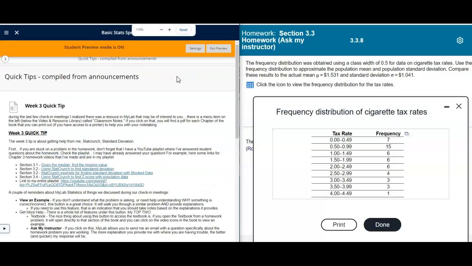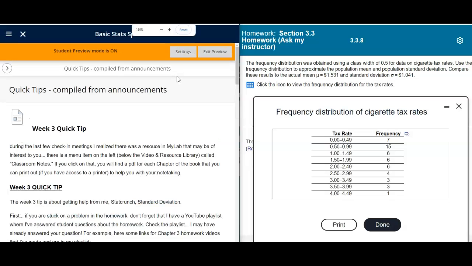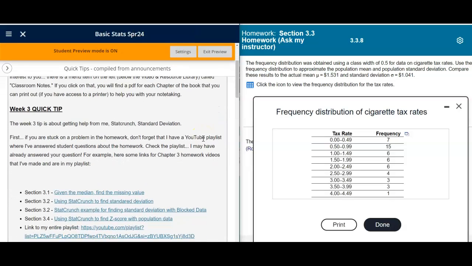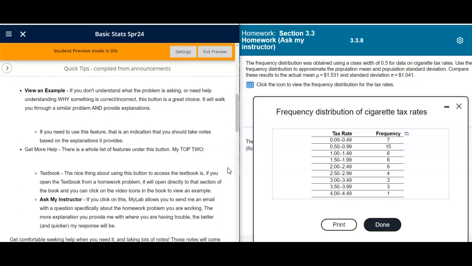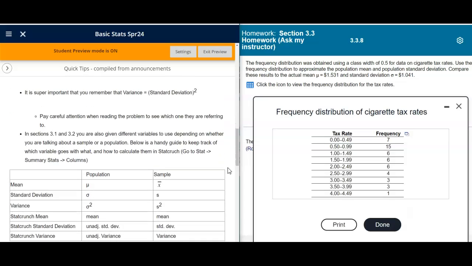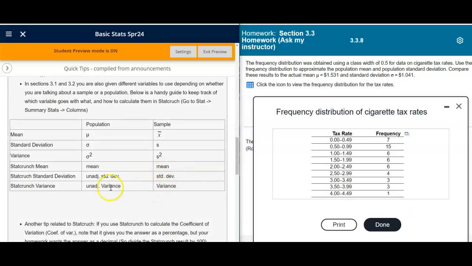Let me zoom this in a little bit. I link to a couple of homework videos that I use to show you how to use Statcrunch for some of this work. But then I also have this table. The table is really helpful because it talks about what the variables are if you're looking for a population mean or a sample mean. The fact that this was mu instead of x bar lets me know that this is a population mean, and the population standard deviation because it's sigma instead of s. So that's also really helpful.